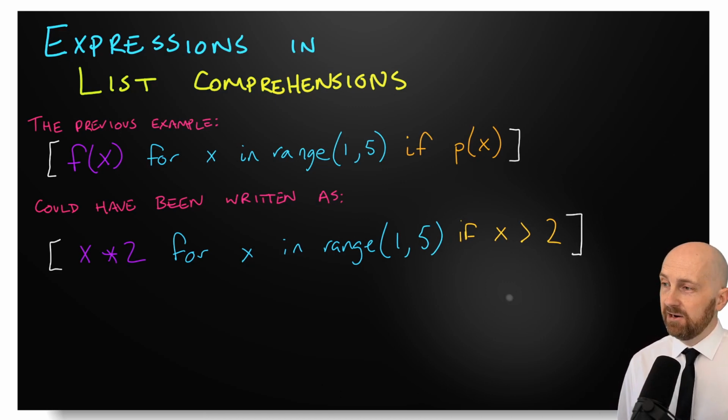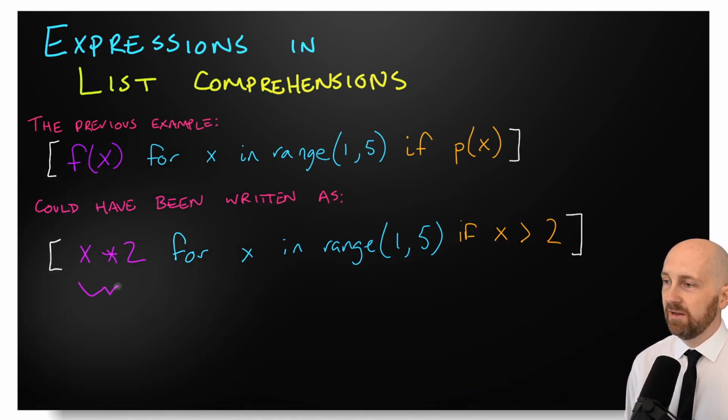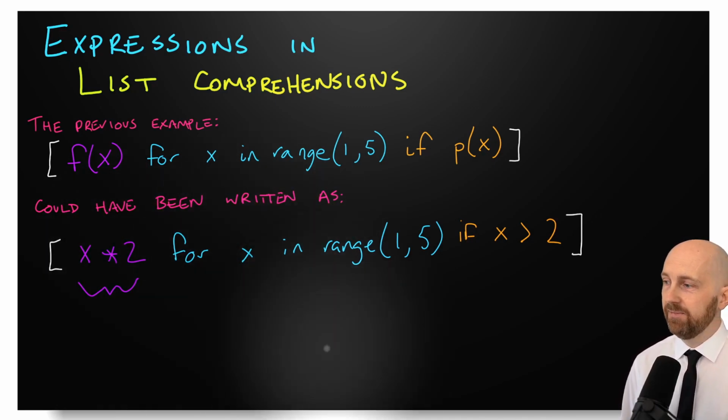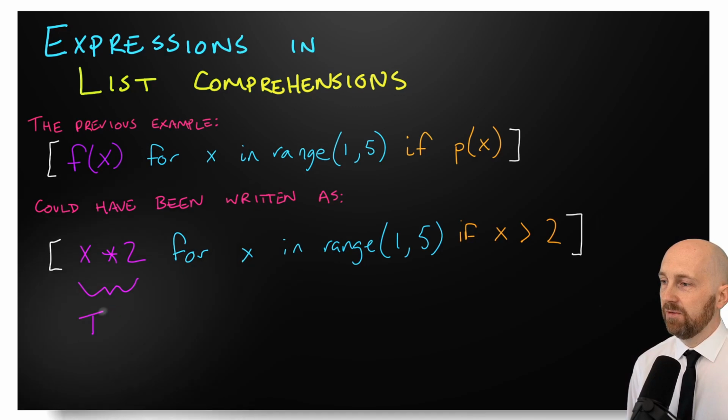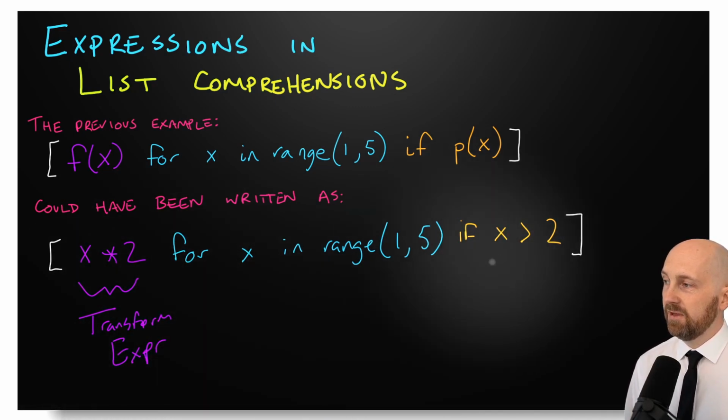The key idea here is we can have any transform expression we'd like that's written in terms of the items we're iterating on. And so I'm going to call this transform again. Transform expression. And again, for the predicate, we can have any Boolean filter expression.